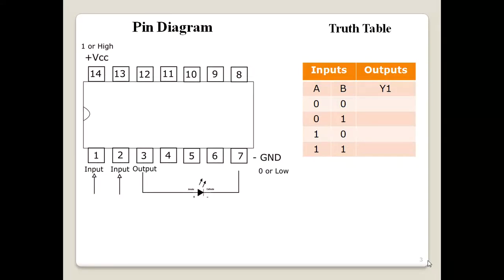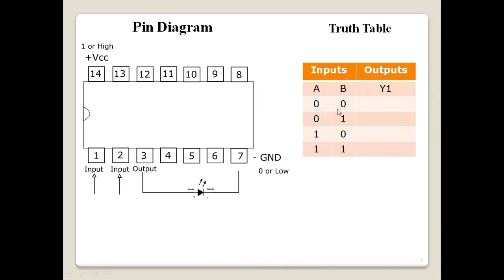This is the pin diagram and truth table for the logic gates. In this pin diagram, there are 14 pins in an IC, 7 pins on the lower side and 7 pins on the upper side. And this notch indicates the first pin. These 1 and 2 are the inputs, 3 is the output. Output is connected to positive of the LED and negative is connected to ground. And these are the input combinations A, B and this is the output.